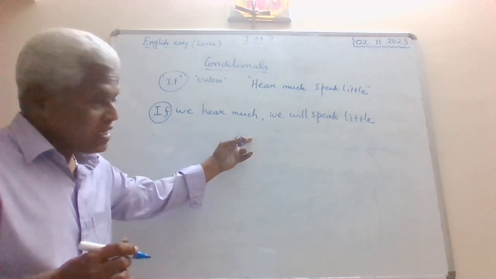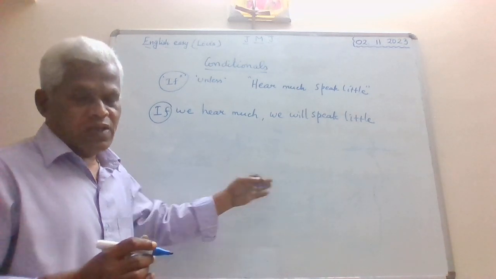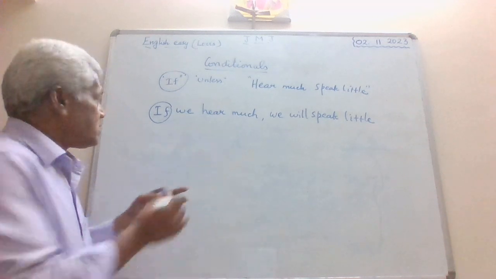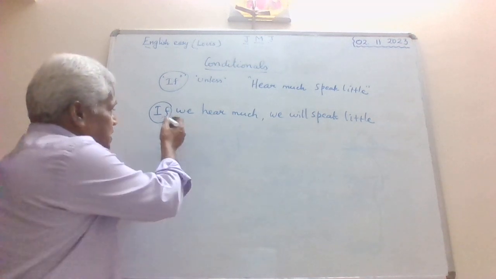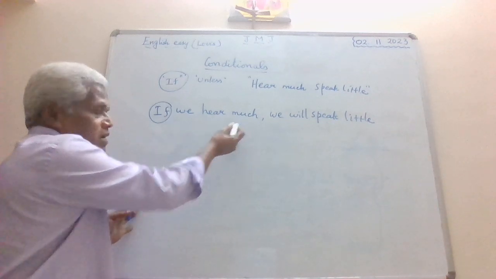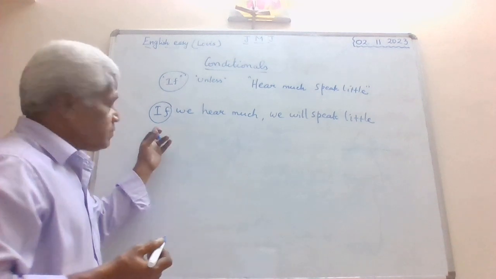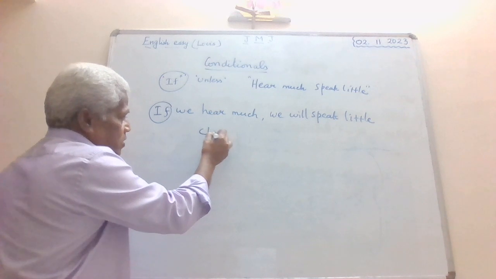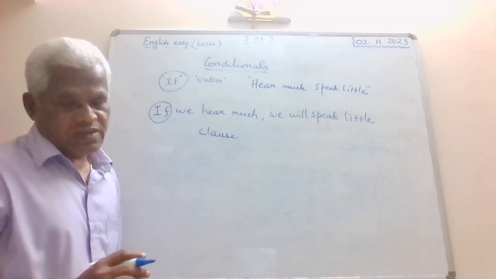I told you phrase and clause just 10 minutes ago, and we will come back to that now. We will come now to the phrase and clause. See now, how does this sentence begin? It begins with if. Now this is a group of words. We have if, we, hear, much. There are 1, 2, 3, 4 words there. Since this begins with if, a group of words, of course we can call this a clause.